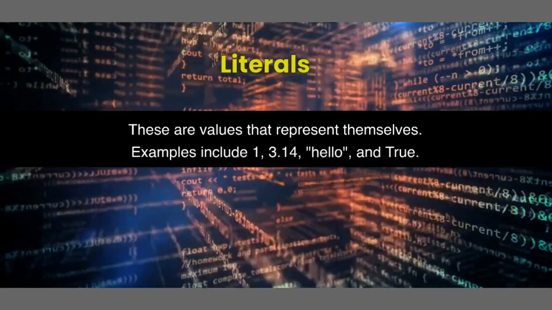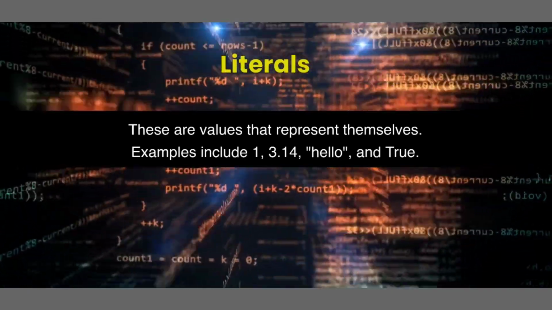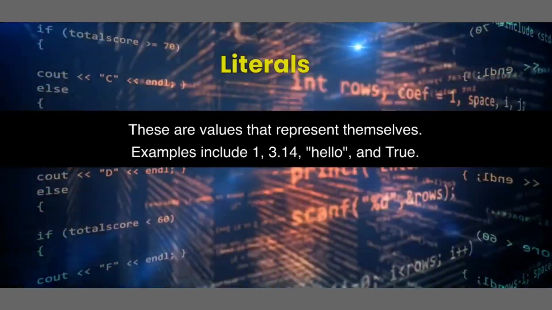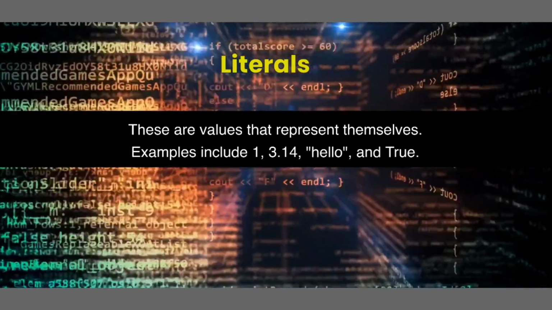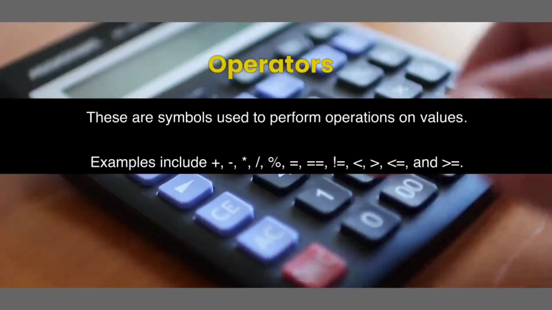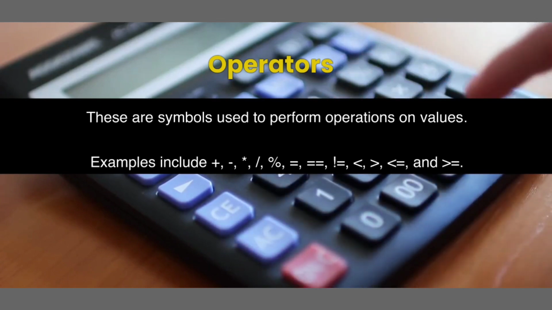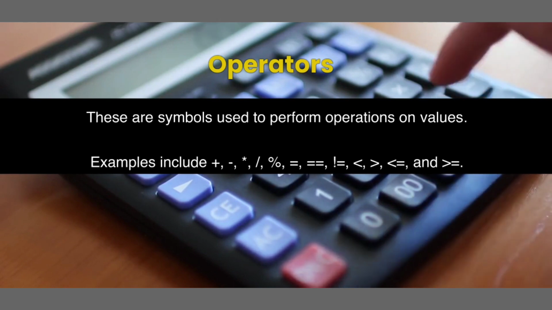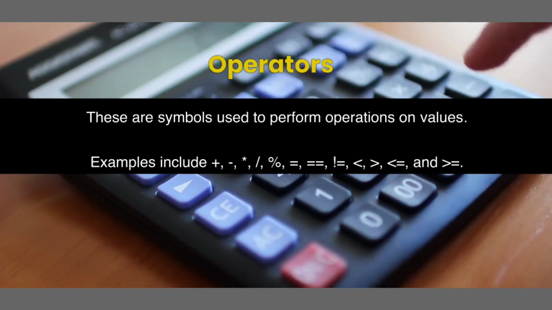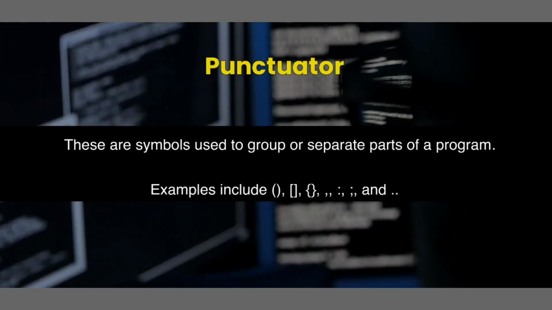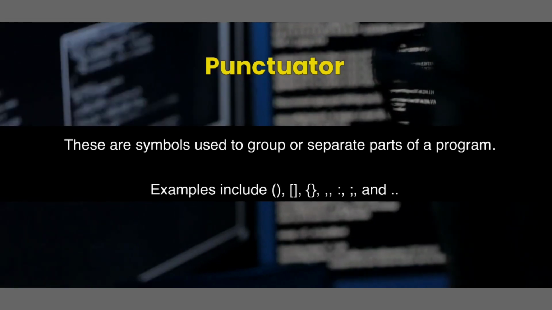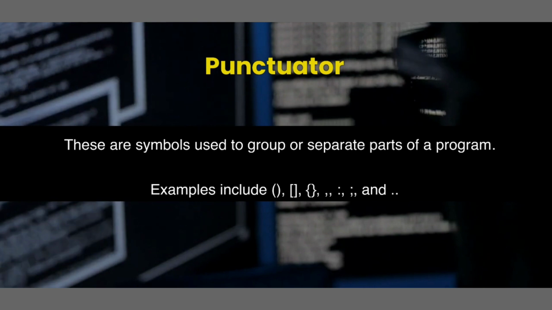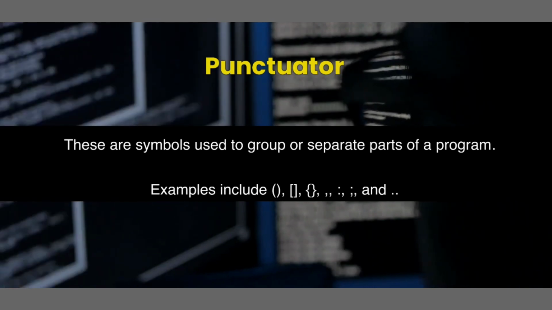Third is literals. These are the values that represent themselves. For example, any kind of integer, float and string value as well as True or False. Fourth one is operators. These are the symbols used to perform operations on values. For any kind of operations we need various operators. Fifth and last one is punctuators. These are the symbols used to group or separate parts of a program. For example, various types of brackets and colons.